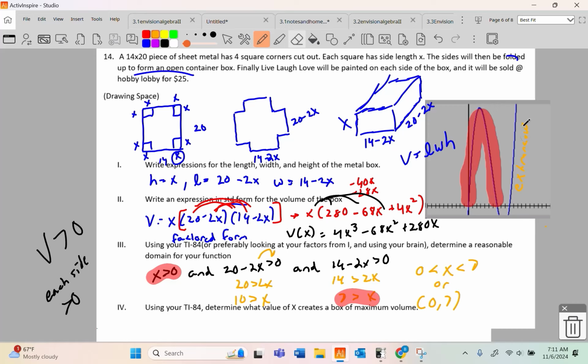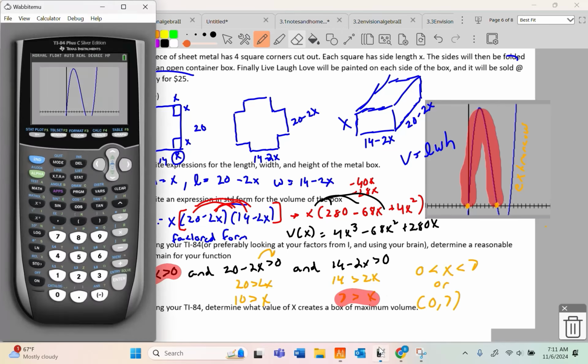It's right in algebra, but it's wrong in the real world. It's extraneous. And if you look at your x-intercepts here, because you can count, you'll see 0 and 7. And this is where the graph is real. All right, again, using your TI-84 to determine what value of x creates a box of maximum volume, which is why I was trying to get such a pretty window. That's going to be right here.